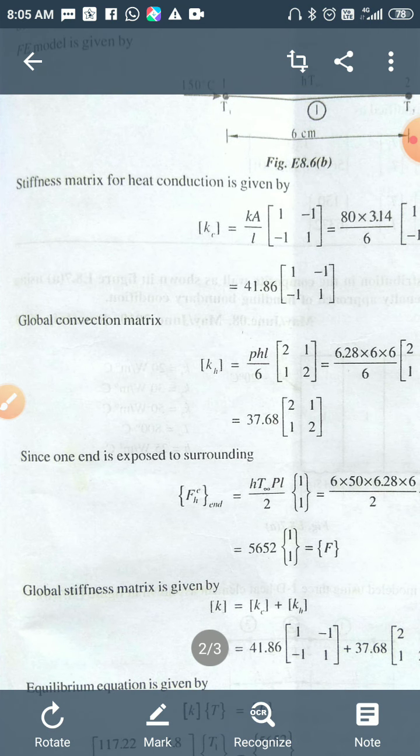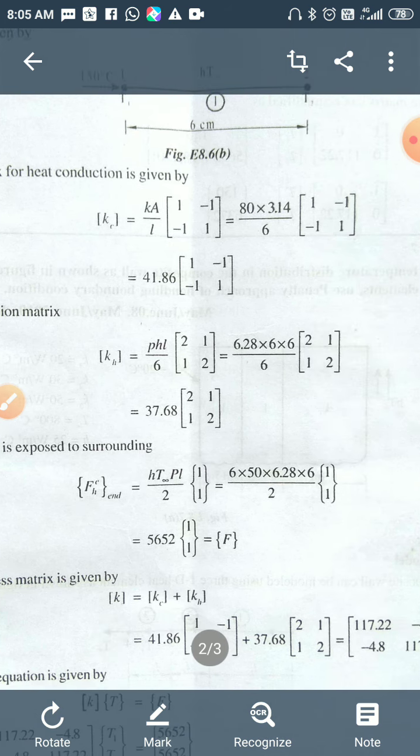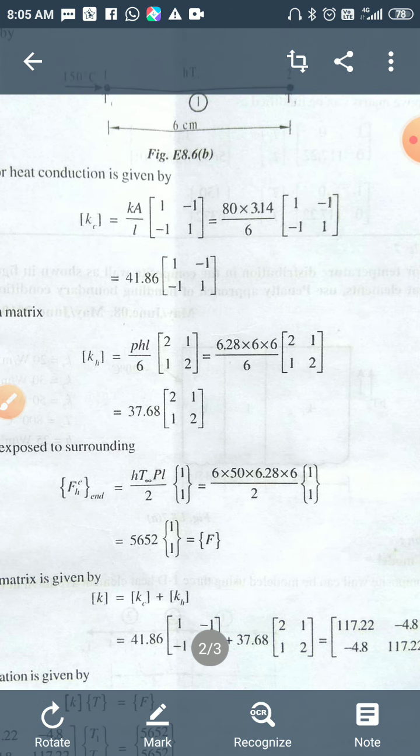Then the stiffness matrix for heat conduction is given by Kc is equal to K A by L into the matrix 1 minus 1, minus 1 1. This is the standard stiffness matrix for thermal conductivity. Just substitute the values of K, cross sectional area and length of the fin, and you get the value 41.86, with the matrix elements 1 minus 1, minus 1 1.